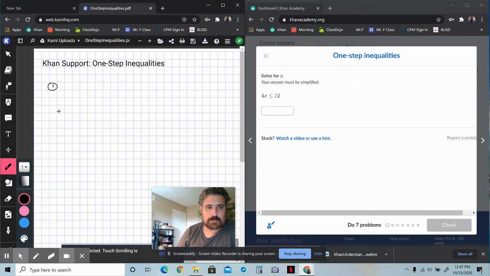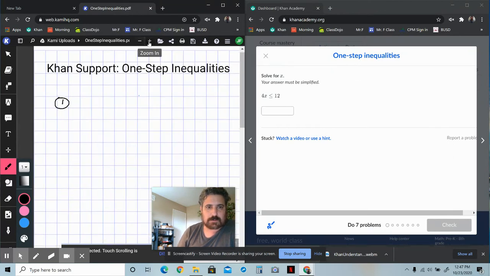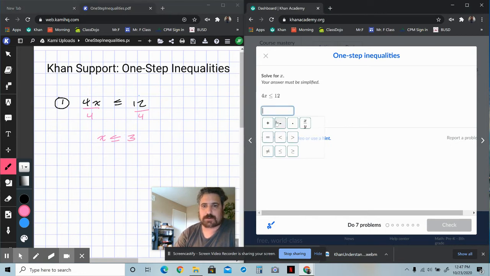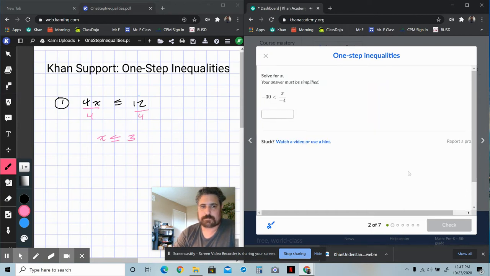So number one here, let me zoom in a little bit more. That's going to be 4x is less than or equal to 12. How do you undo times by 4? Divide by 4 both sides. So what is x related to? X is less than or equal to 3. So that's the answer. X is less than or equal to 3. And that's your answer. Okay, the next one.